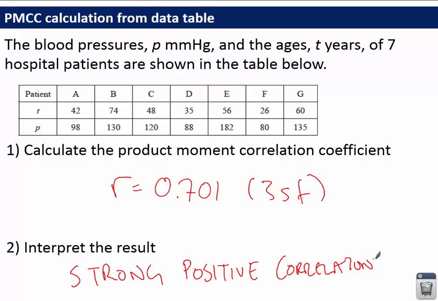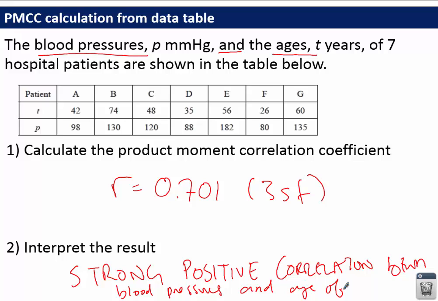And it's a strong positive correlation between, we go back to our question, blood pressure and age of patients. So the key things there, strong positive correlation between blood pressure and age of patients. Really recommend you go back to the question for that final interpretation.